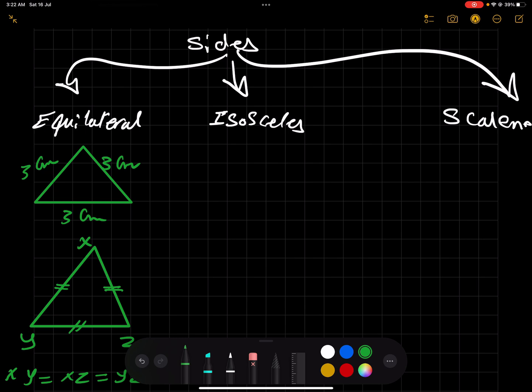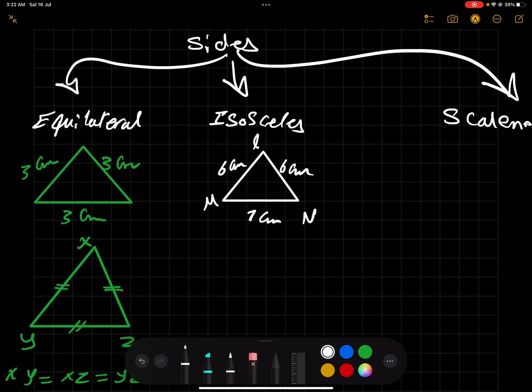What about the isosceles triangle? If just two sides are equal in length, then it's going to be an isosceles triangle. Let me draw a triangle like this. The first one will be 6. The next one will be 6. The third one will be 7 centimeters. I'm going to call it LMN.